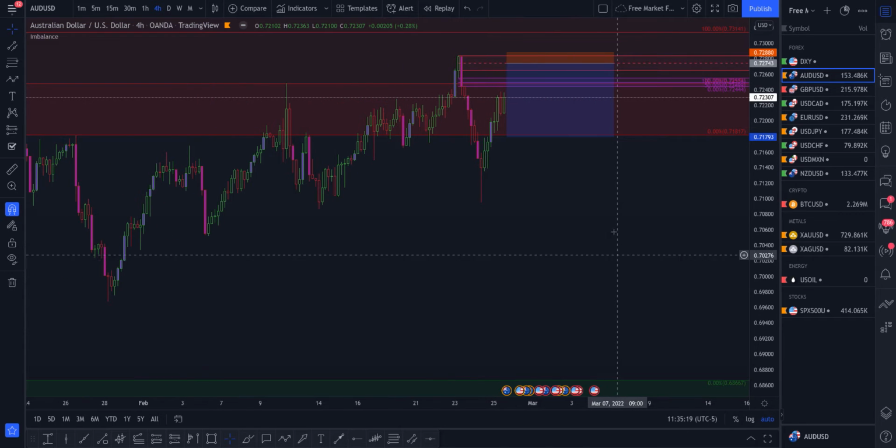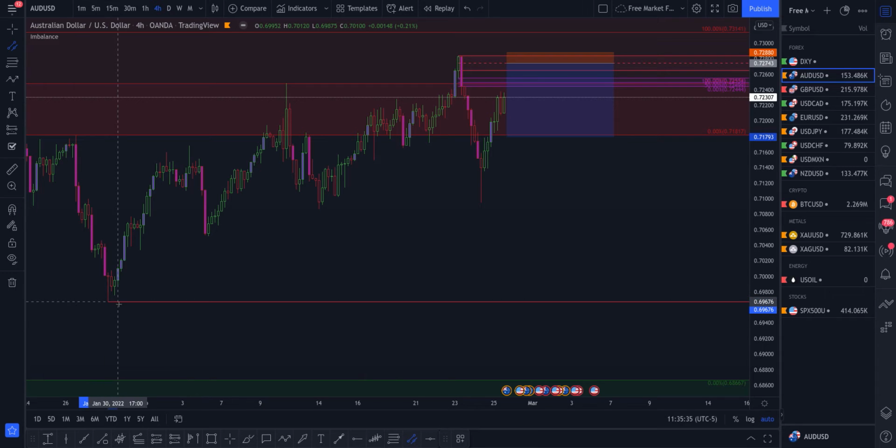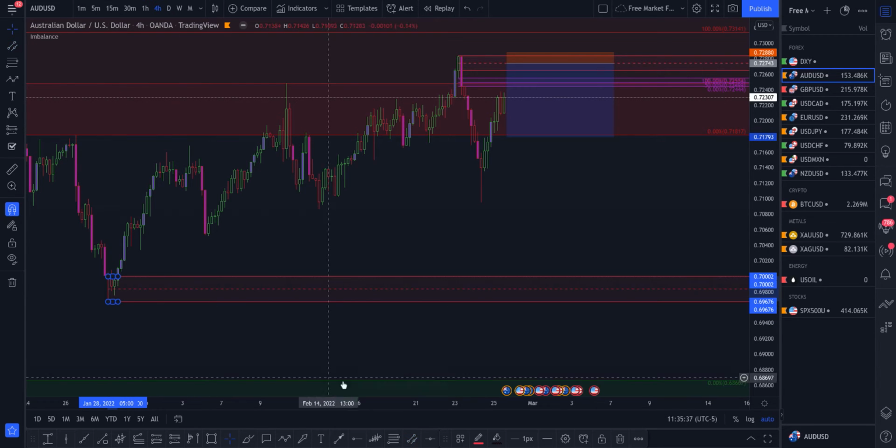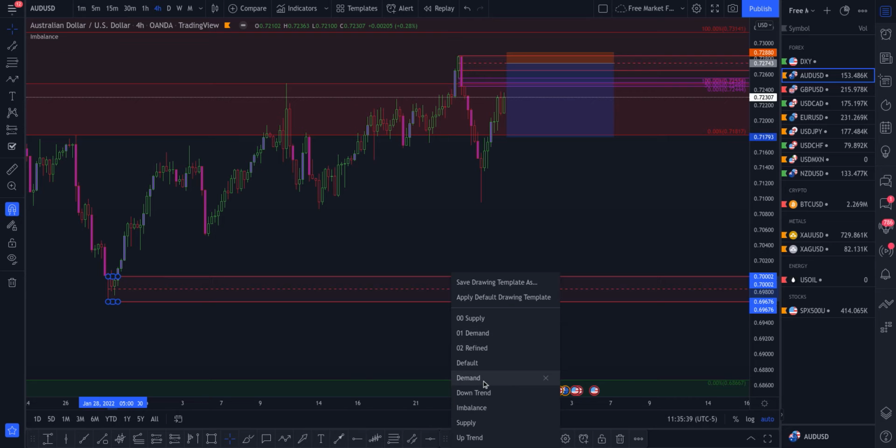Now let's see if we can find some long positions that we can take. We do have a 4-hour unmitigated demand zone that I'm noticing right here. All right, we can take that. Switch this over to demand.